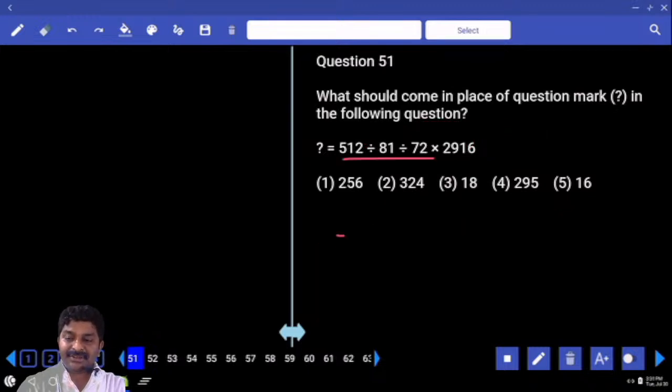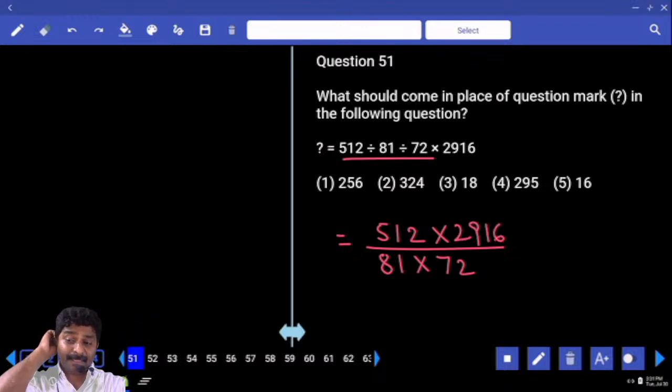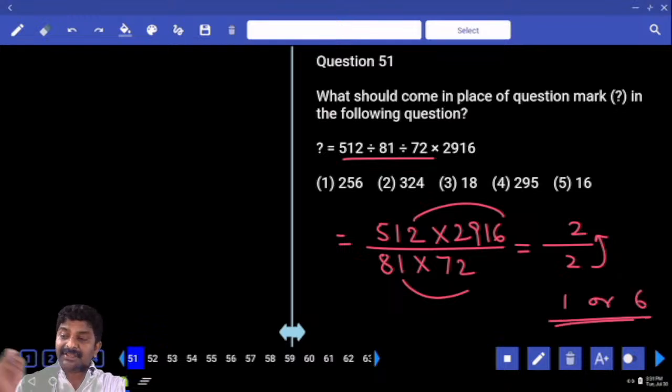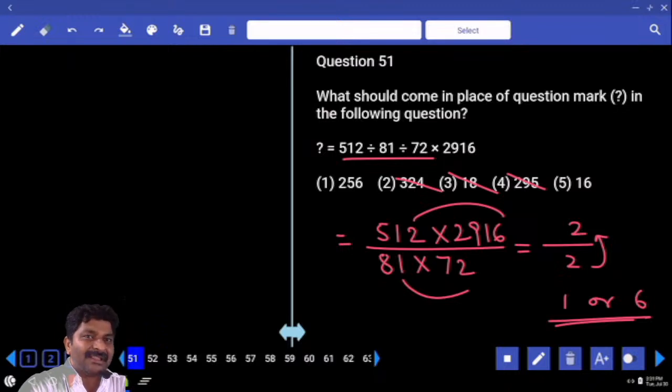When you have continuous division, the first number comes in the numerator, and the remaining come in the denominator, into 72 into 2916. Right? The numerator ends with, the denominator ends with 2. 2 multiplied by which number will give you 2? Either 1 or 6. That means the answer should end with either 1 or 6. How many are eliminated? When you observe the remaining 2 options, one is in the 200s, the other is a 2-digit number. So now I want the range, not the exact answer. Is that okay for you?